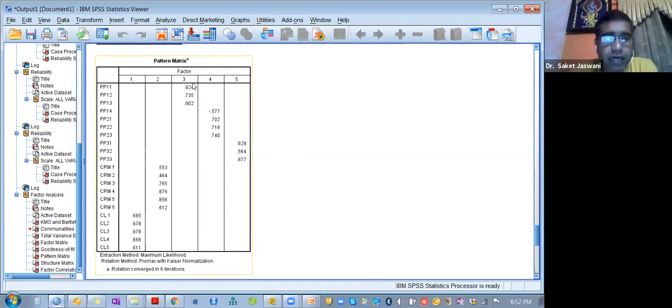This is the pattern matrix. This is the most important table, the most important result. This pattern matrix you will only get with the help of Promax. That's why I said to prefer Promax always.